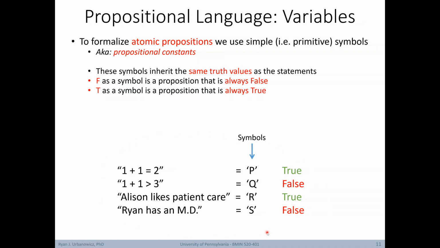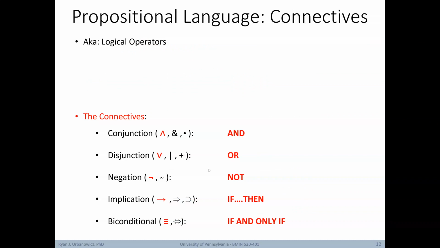Using the examples from earlier, we're going to assign each one of these propositions a symbol to more easily represent it. These symbols inherit the truth values of the original propositional statements. A propositional signature is a set of propositional constants. Now let's learn about connectives. These are also called logical operators.